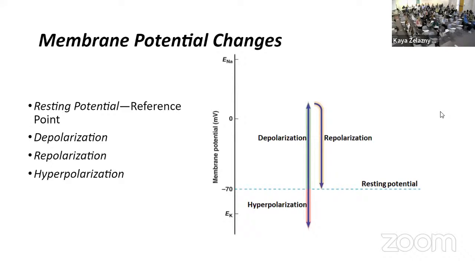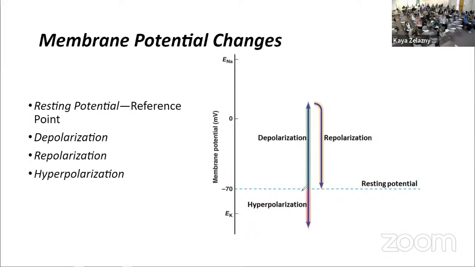So, let's talk about membrane potential changes based on their direction. We've talked about depolarization and hyperpolarization. Our reference point is the resting membrane potential of -70. Depolarization brings us up from -70. Hyperpolarization brings us down from -70.